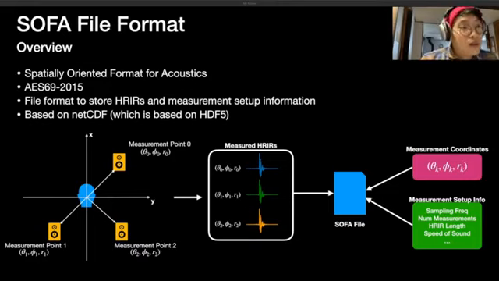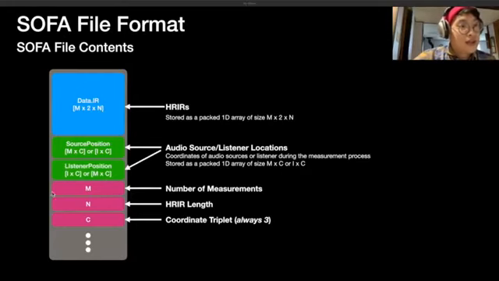Now, if we took a closer look at the contents of a SOFA file, we would find that the data is organized similar to this. This isn't all of the data that's in the SOFA file. These are just the main objects that are of interest to us. The impulse responses are stored in a one-dimensional array. If we had 360 impulse responses, or rather 360 degrees worth of impulse responses, then the array size would be 360 times 2 ears times the length of each impulse response. And so you can see that this array can get really big really quickly.